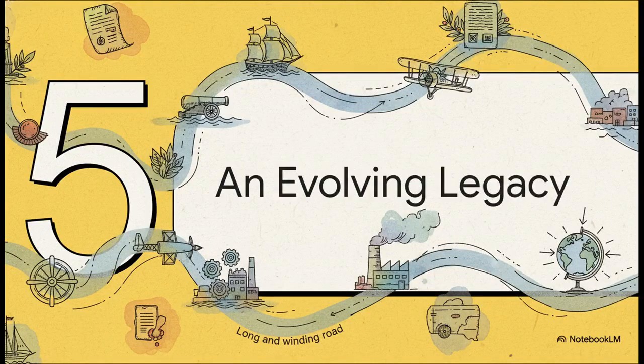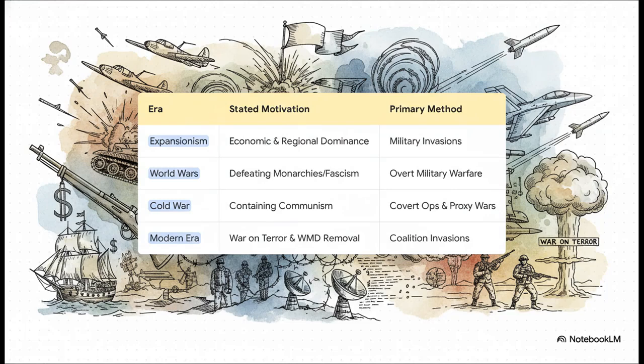So, after this whole journey through more than a century of American history, what's the big takeaway? Let's take a step back and try to connect all the dots on this long, complicated road of U.S. foreign policy. And this table here, it really pulls it all together beautifully. You can see the clear evolution. We started with economic interests and regional dominance, using direct military occupations.